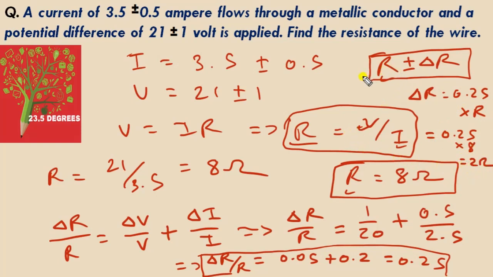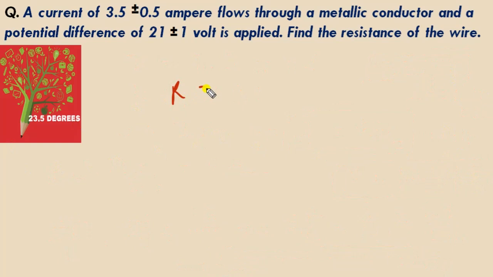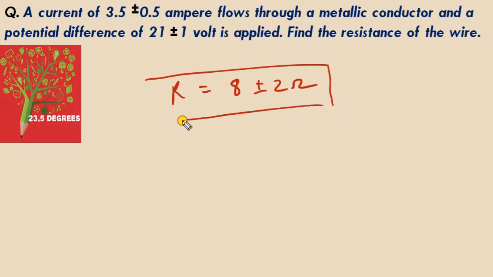So in this form, the resistance can be written as the true value of resistance, that is 8 ohm, plus minus the mean absolute error in resistance, that is 2 ohm. So the resistance can be written as R is equals to what? The true value of resistance, that is 8 ohm, plus minus... it was 2 ohm. Yes, I forgot it. Okay, R is equals to true value of resistance, 8 plus minus mean absolute error in resistance, that is 2 ohm. This is our final answer.